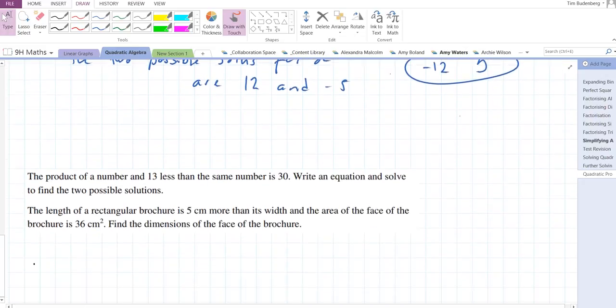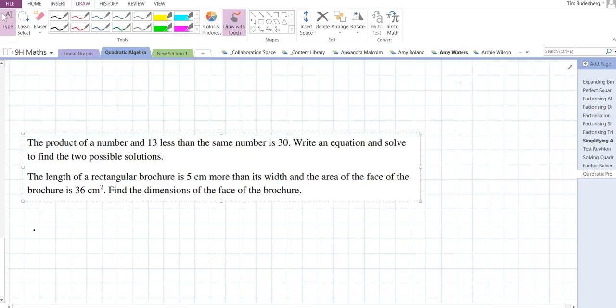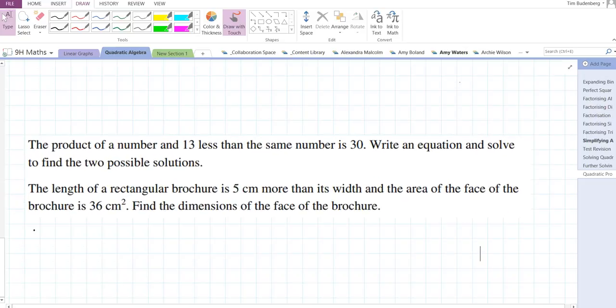All right, on your OneNote, can you have a go at these two problems? They're very similar to the ones I've just done, so hopefully you shouldn't have any issues. Write an equation, write it in null factor form, factorize and solve. Good luck, and I'll see you tomorrow.